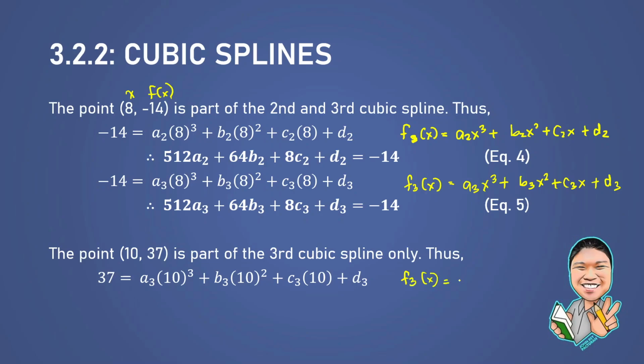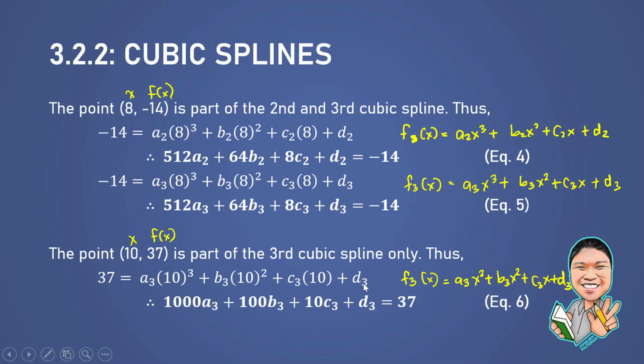So, f of x is equal to a sub 3 x cubed plus b sub 3 x squared plus c sub 3 x plus d sub 3. So, of course, yung x is 10, yung f of x is 37. So, that is 37 equals a sub 3 ng 10 cube plus b sub 3 ng 10 squared plus c sub 3 ng 10 plus d sub 3. So, our sixth equation is 1000a sub 3 plus 100b sub 3 plus 10c sub 3 plus d sub 3 equals 37. So, ito na yung ating sixth equation.